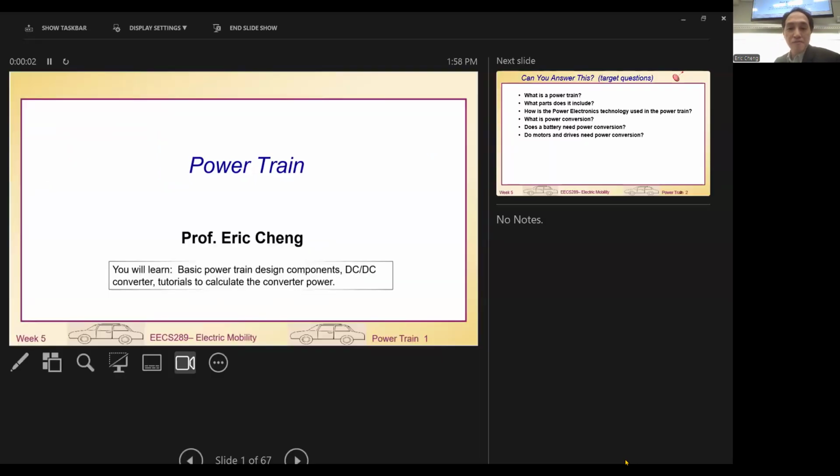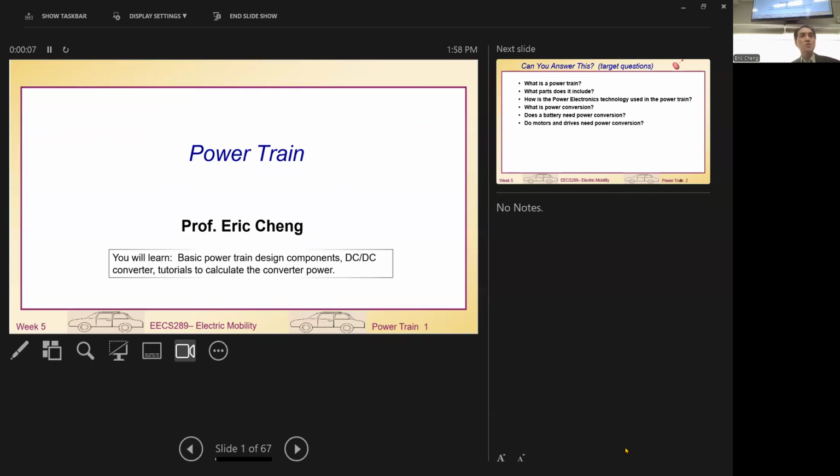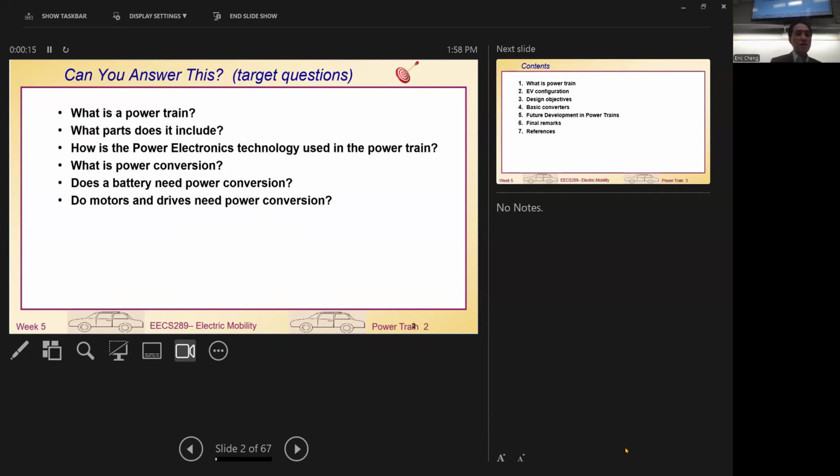Yeah, okay. So powertrain is also one of the most important parts or systems in an electric vehicle. So firstly, I'd like to ask you a few target questions. So what is a powertrain? What is the meaning of powertrain?